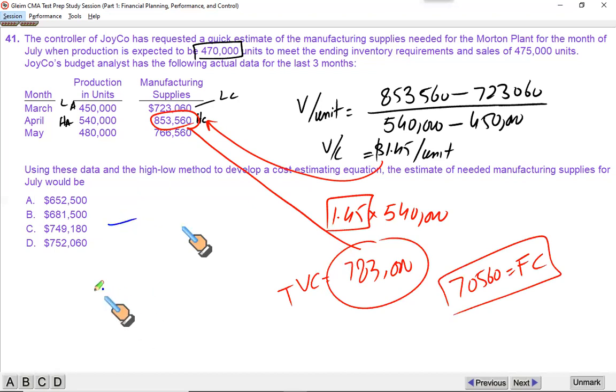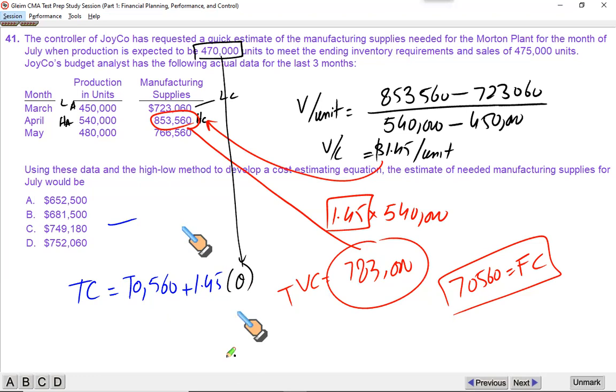Our total cost can be estimated using this function. Total cost is equal to the fixed cost of 70,560 plus 1.45 multiplied by the number of units to be produced. Since we intend to produce 470,000 units, you simply have to replace Q, the quantity, with 470,000 units, and then simplify the simple linear equation, and you will get your answer. And Khizr has calculated, he says 759,310.